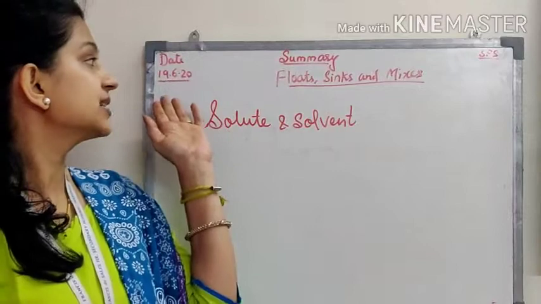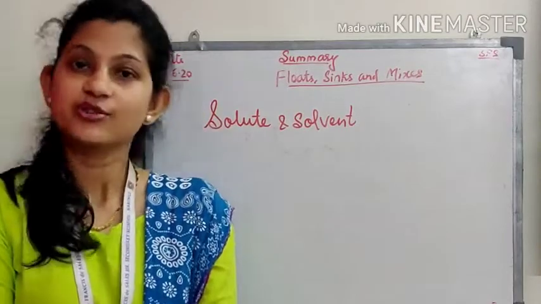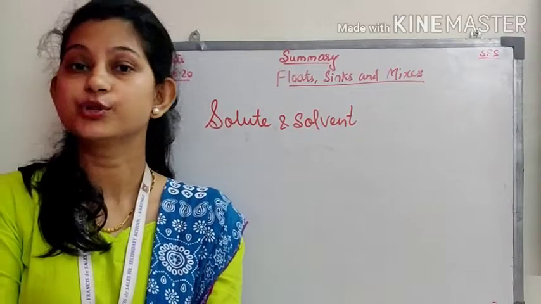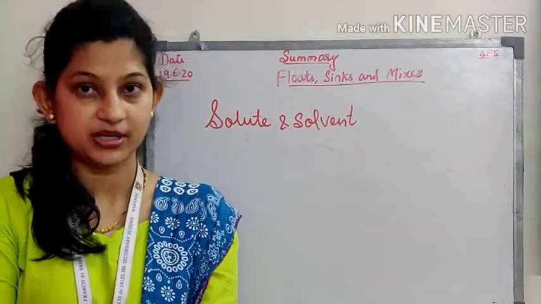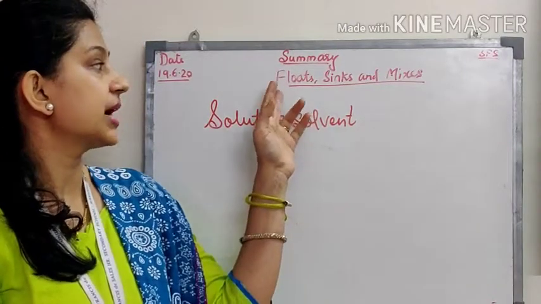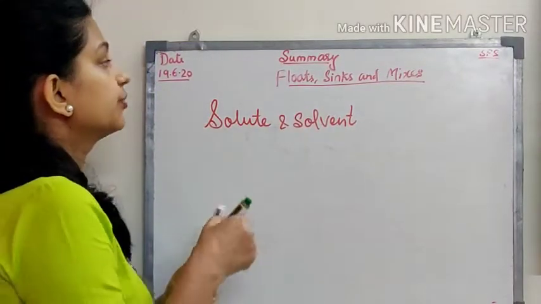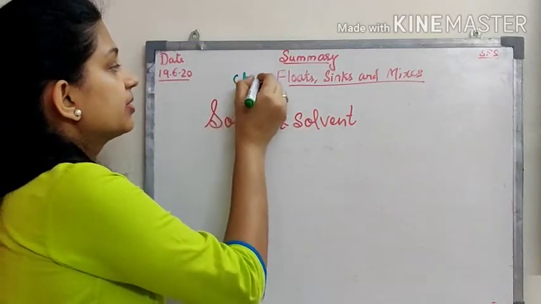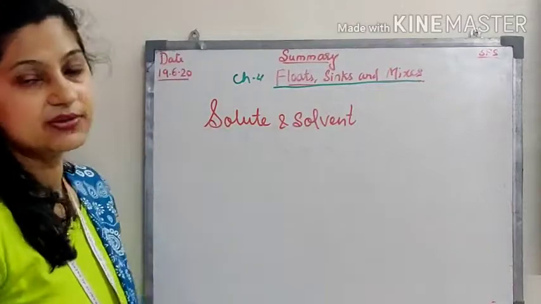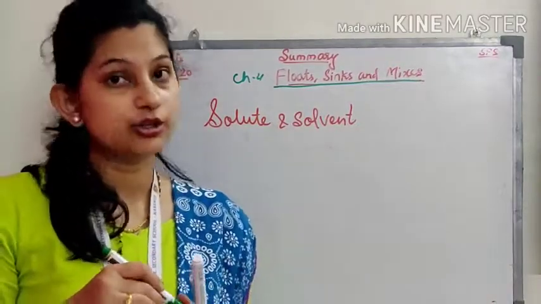So today is 19th June and our chapter is almost completed. We have done our workbook also. And Monday I told you that we will be having our chapter test. So today we are going to revise all the major concepts of this chapter. This is chapter number 4, isn't it? And what is the name of the chapter? Floats, sinks and mixes.